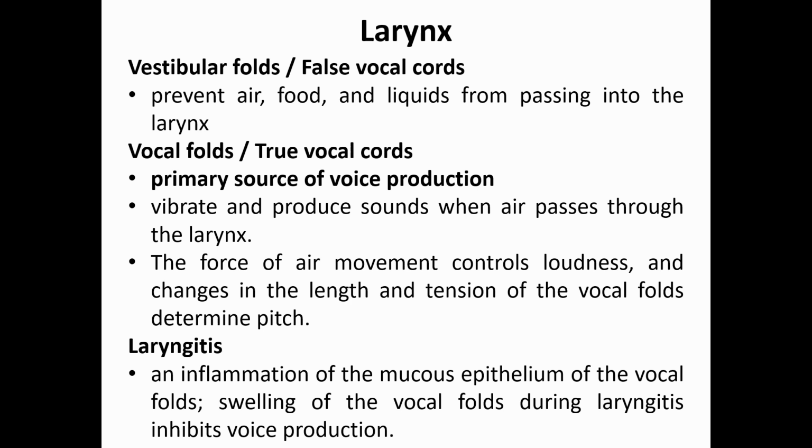Other parts of our larynx are our vestibular folds. These are also called your false vocal cords. These prevent air, food, and liquids from passing in through the larynx. Next, you have your vocal folds or your true vocal cords. Primary source of voice production, they vibrate and produce sounds when air passes through the larynx. The force of air movement controls loudness, and changes in the length and tension of the vocal folds determine pitch.